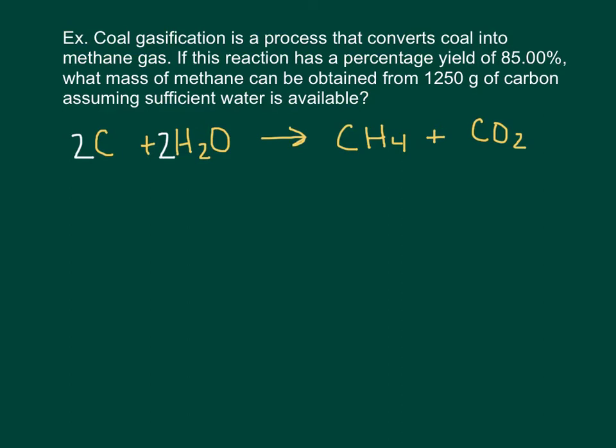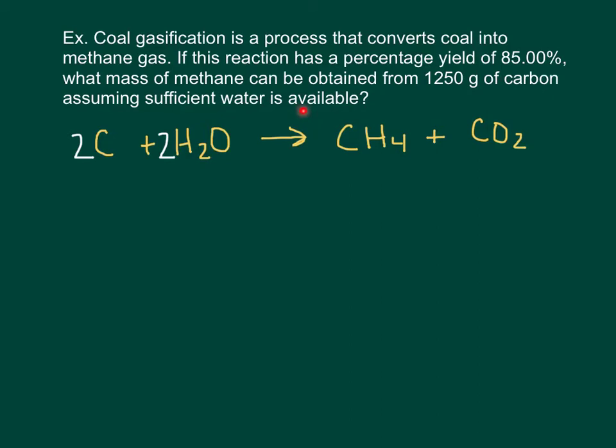Okay, this is a little bit different type of percent yield problem, but don't let the big words mess you up here. Let's work through it all together. It says coal gasification is a process that converts coal into methane gas. If this reaction has a percentage yield of 85%, now that's giving you something right there, it wants to know what mass of methane can be obtained when you start with 1,250 grams of carbon and sufficient water is available. So let's see what we're given here.